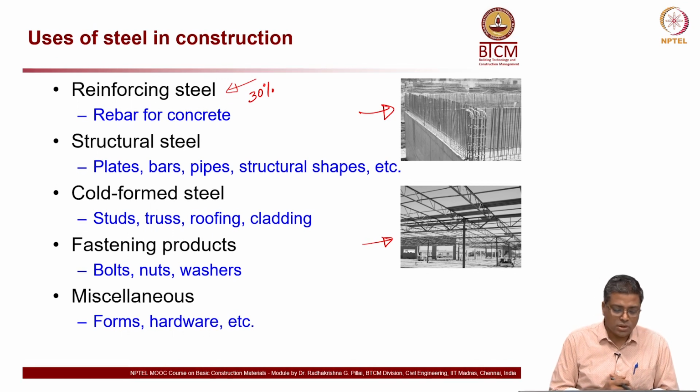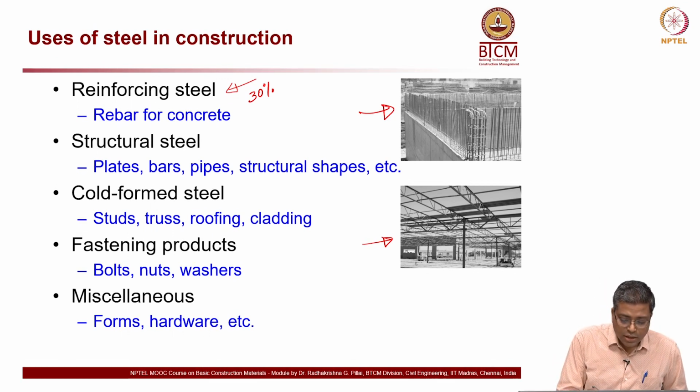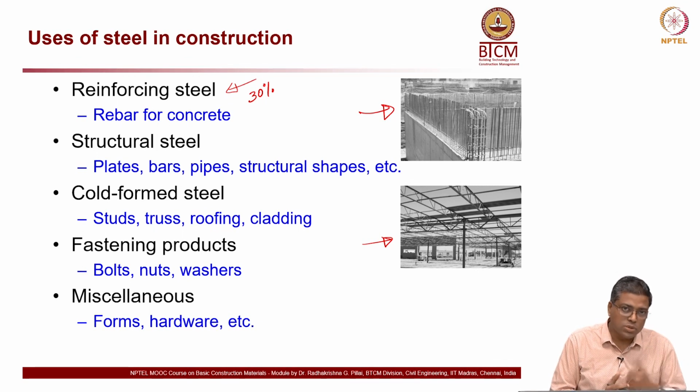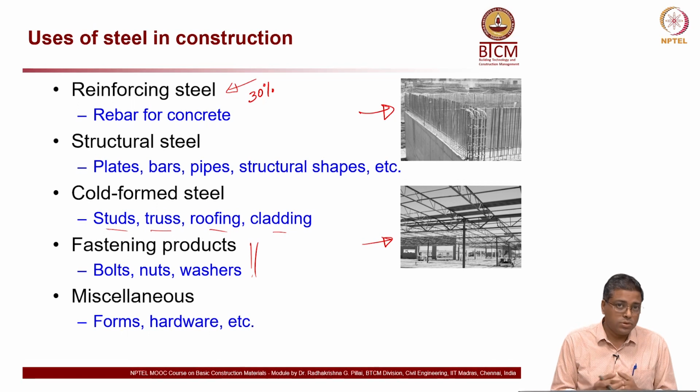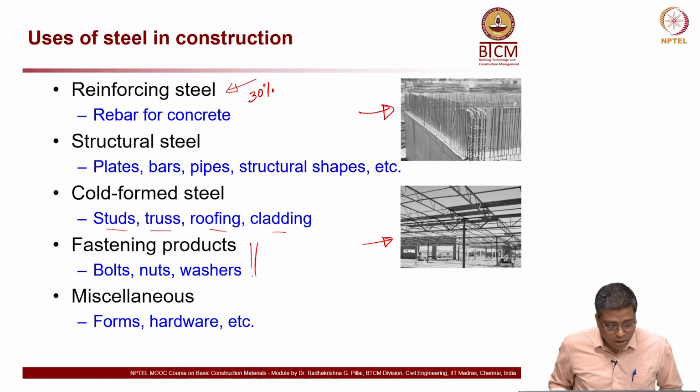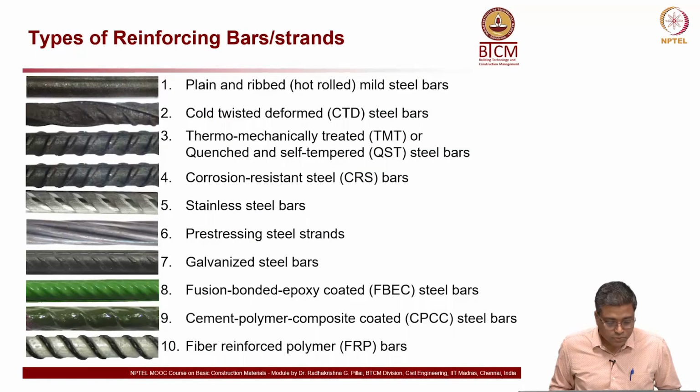There will be another lecture on that coming up. And then cold formed steel, we already discussed what is cold form earlier, and studs, truss members, roofing, cladding, and of course fasteners. All these elements need to be connected together by using either bolts, nuts, washers, etc. There also these kind of different steel products are heavily used. And nowadays also when we talk about formworks, we have steel formworks.